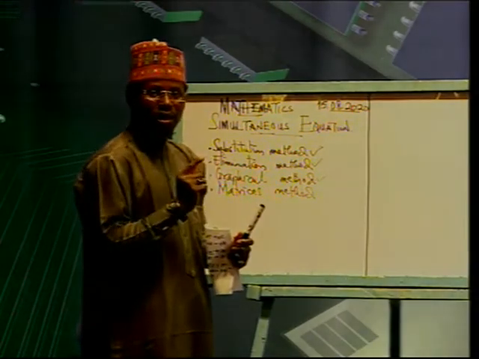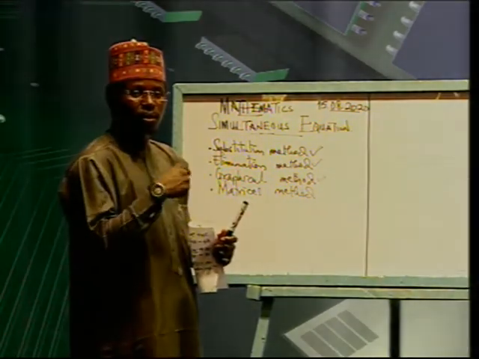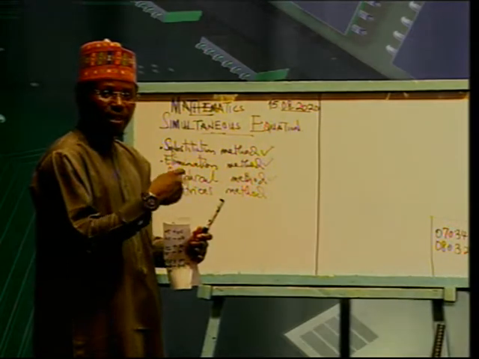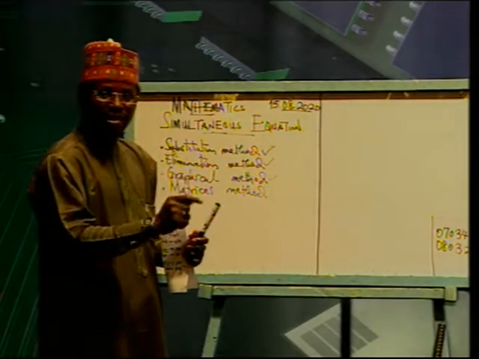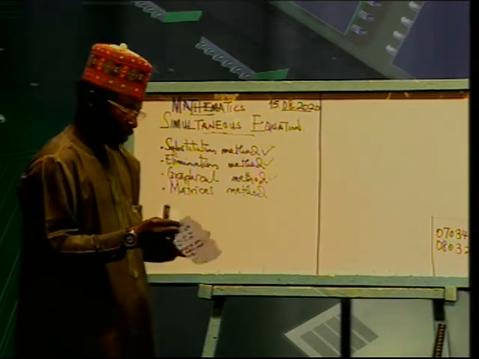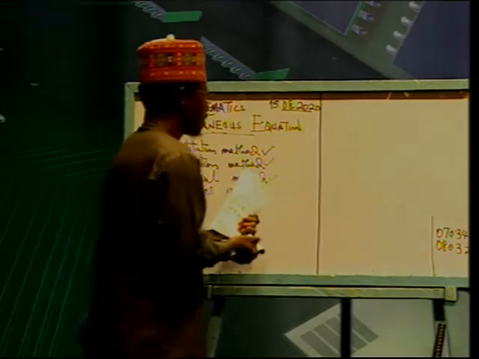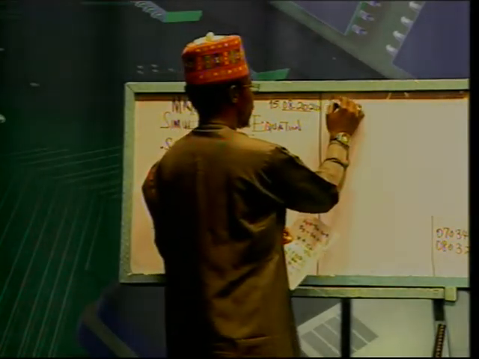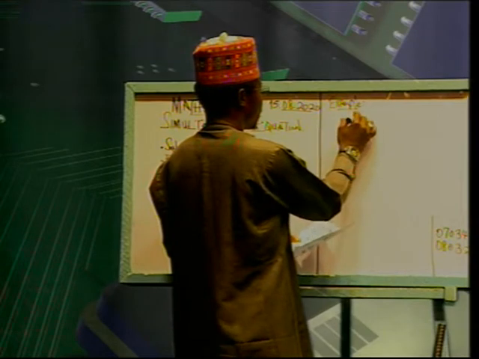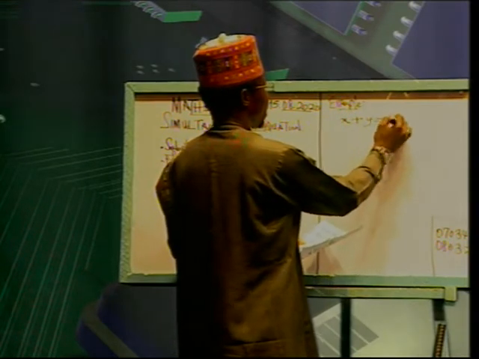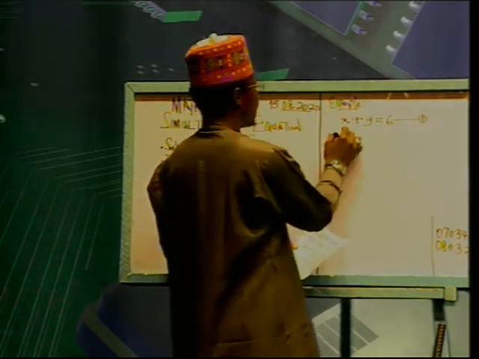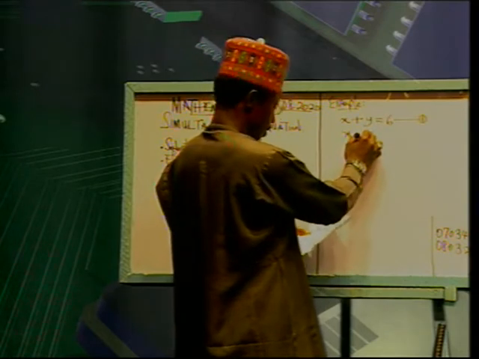Now we take an example, and this example is for us to show you how to solve using substitution and at the same time elimination. This is the last time we'll take these methods, then we'll proceed to the graphical method. The basic example we have here is x plus y equals 6. Call this equation 1. You also have x minus y equals 2.